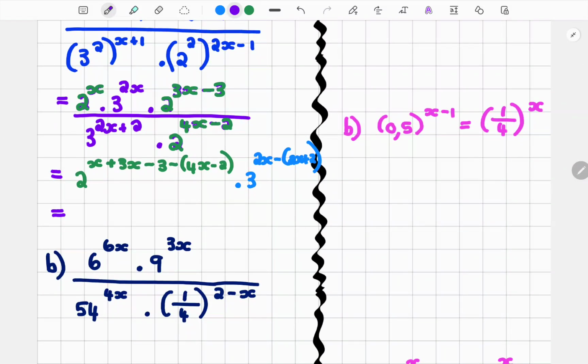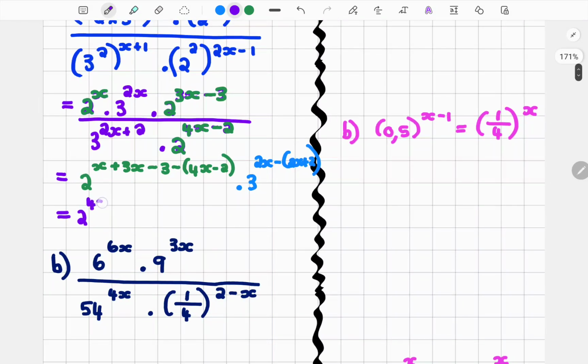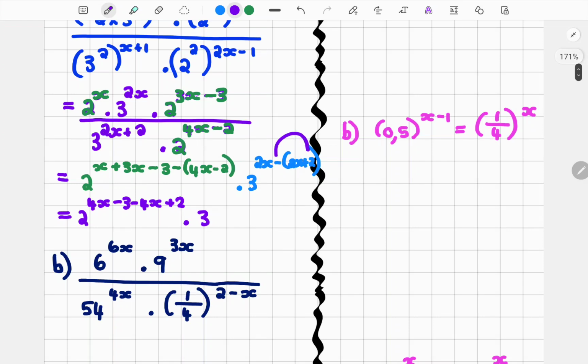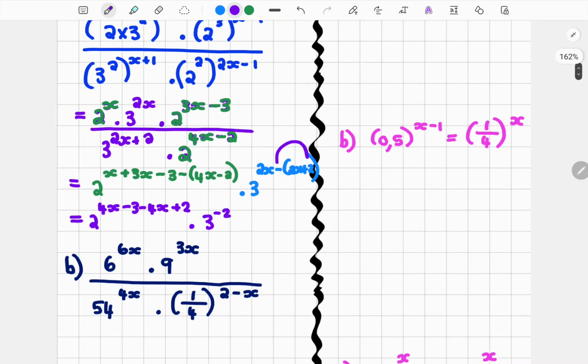And then I'm going to simplify. So it's going to be 2 to the power x plus 3x is 4x minus 3. Let me just distribute that negative first before I finish it off. So x plus 3x is 4x. Oopsie, sorry. And minus 3 minus 4x plus 2 times 3 to the power 2x minus 2x falls away, and 3 to the power, a negative times a positive is a negative 2.